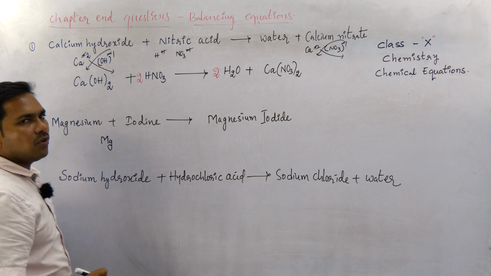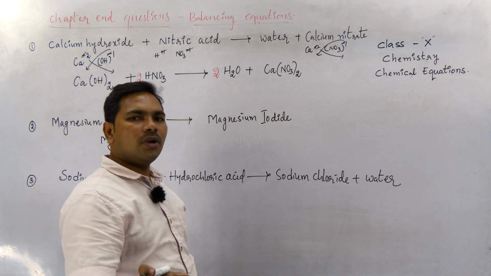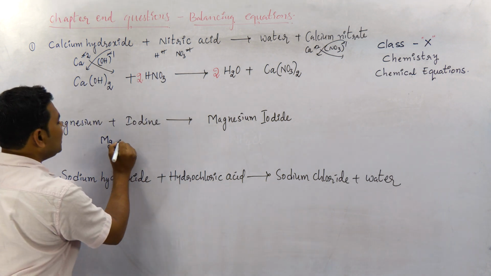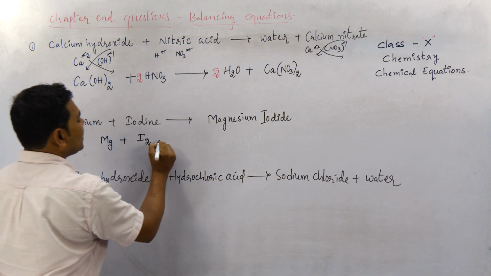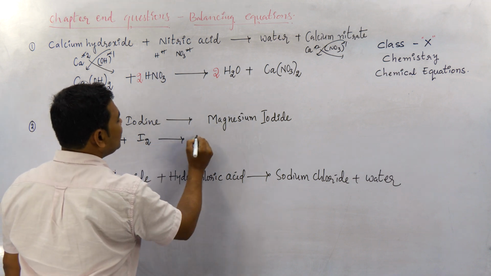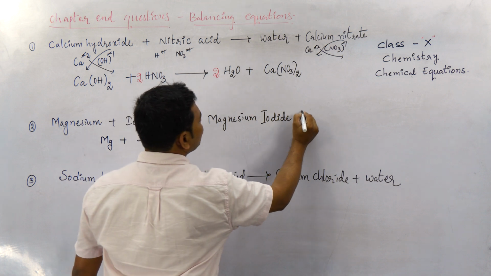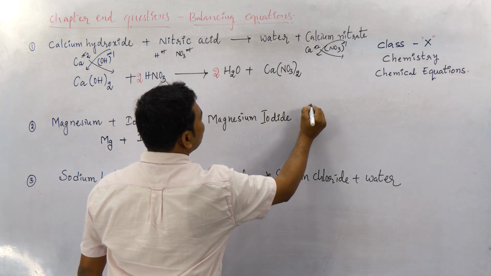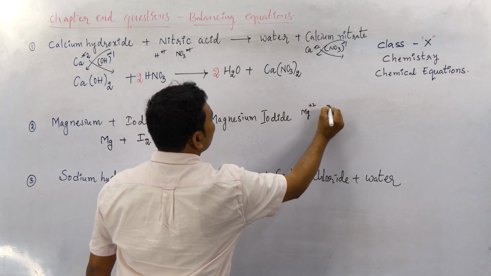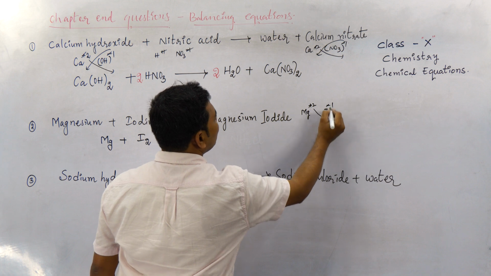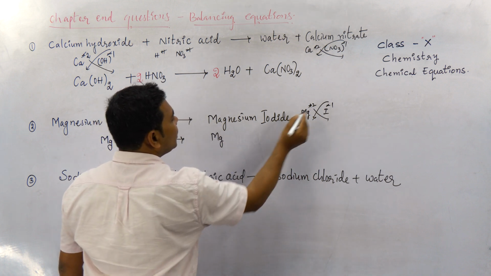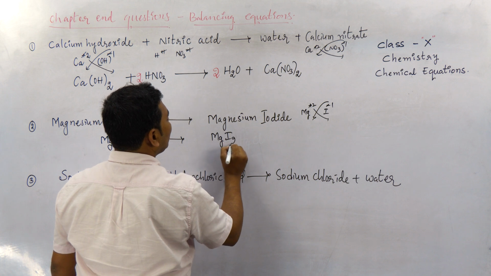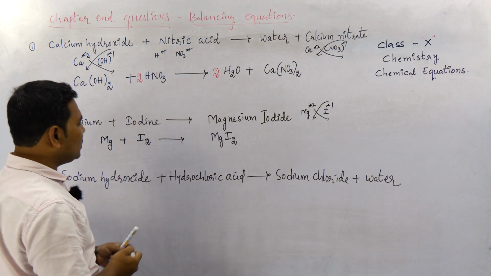Whenever metals are involved in a chemical equation, we only write the symbol: magnesium Mg, plus iodine. Iodine exists in the diatomic state as I2, and gives rise to magnesium iodide. How do we write magnesium iodide? Magnesium ion Mg2+, iodide ion I−. Plus and minus cancel, crisscross the valencies: 1 goes to magnesium, 2 goes to iodine, and I write I2. MgI2 is magnesium iodide.